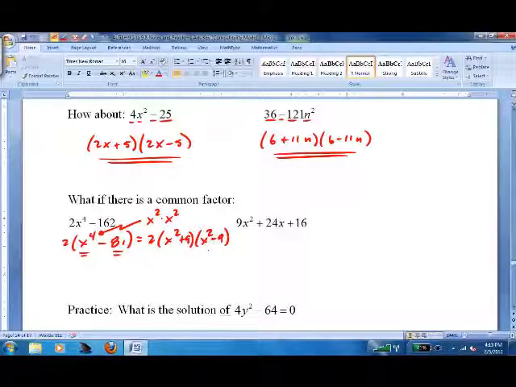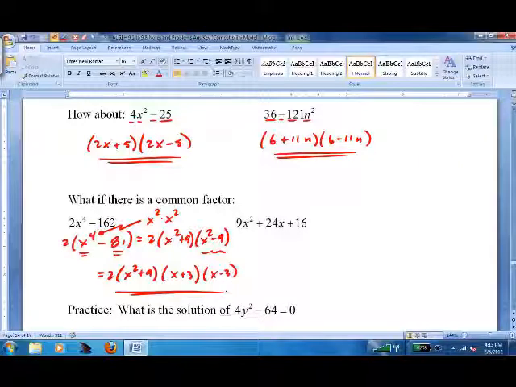And this is the other part of the lesson. You'll say, great, I'm done. No, you're not, because this is a perfect square. So you have to keep going. 2, x squared plus 9, x plus 3, x minus 3.